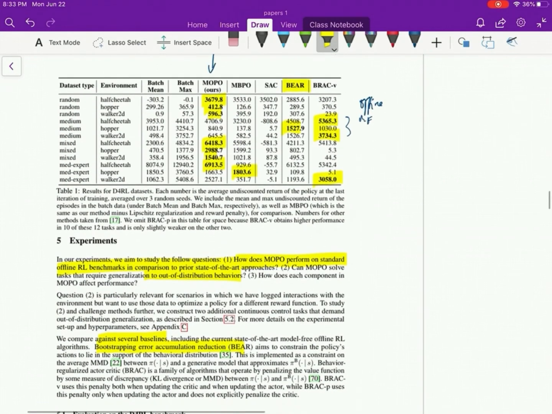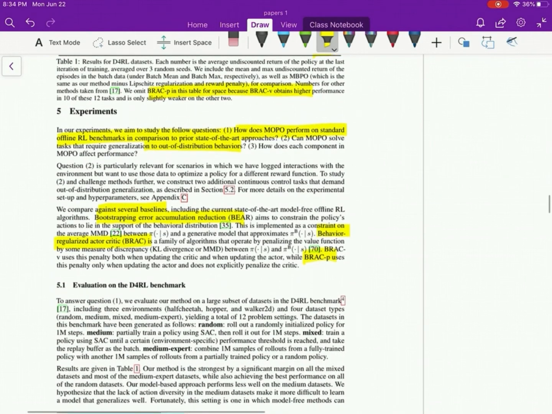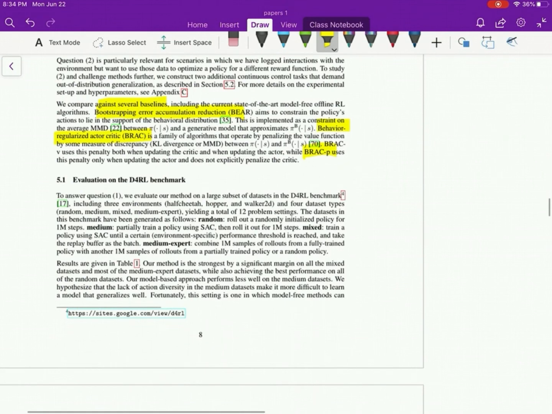BEAR, behavioral cloning, BRAC-V and BRAC-P. I think they are skipping BRAC-V because the performance is very similar to BRAC-P, I guess. So yeah, let's go forward.